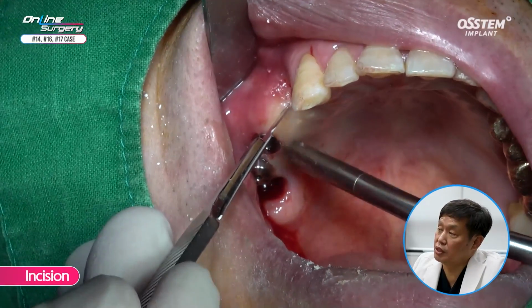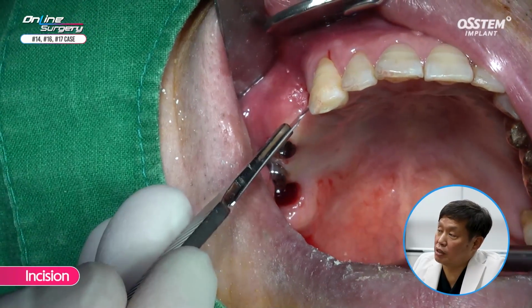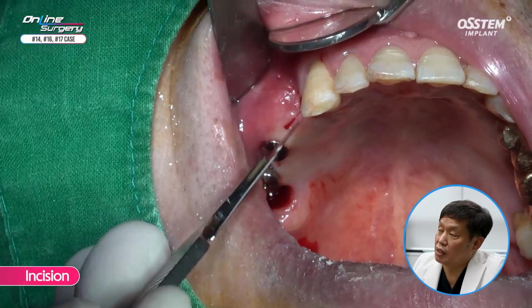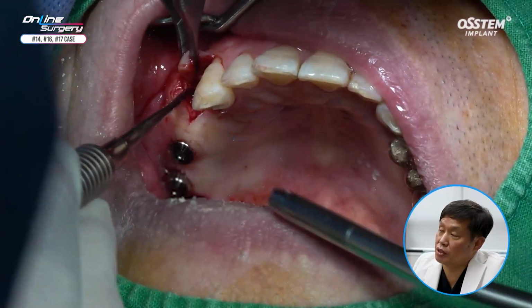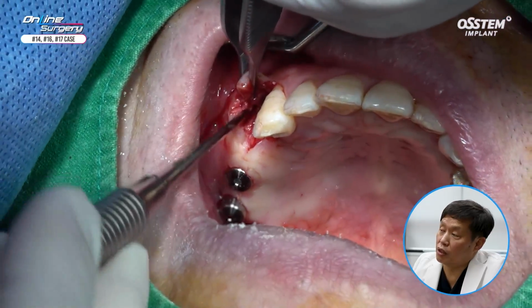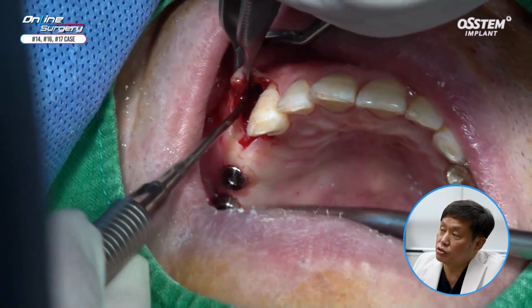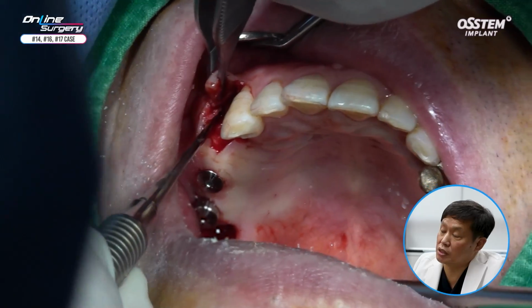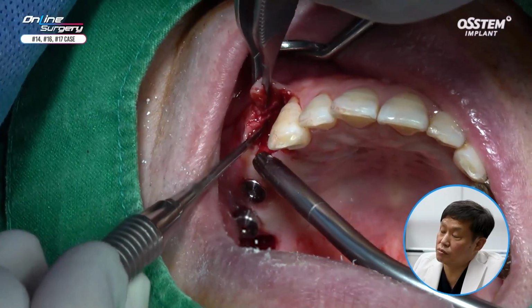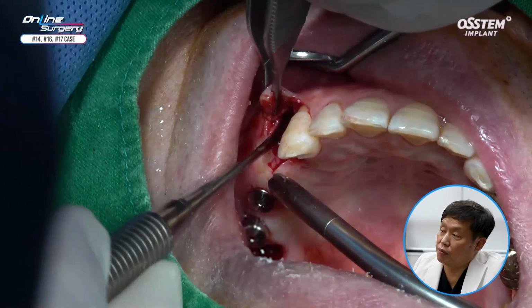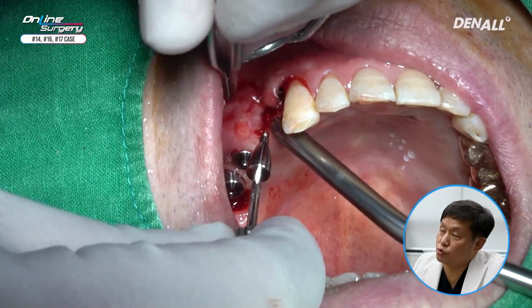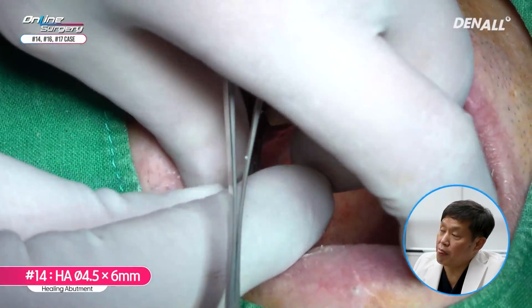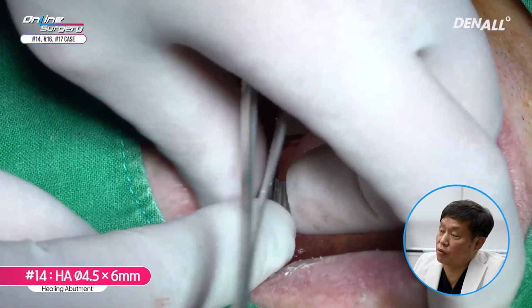In number 14 for GBR, incision was made. Minor crystal incision was made to expose buccal bone defect. You do not need to reflect flap significantly. You could see that there's implant exposure towards the buccal side. Healing abutment was connected.